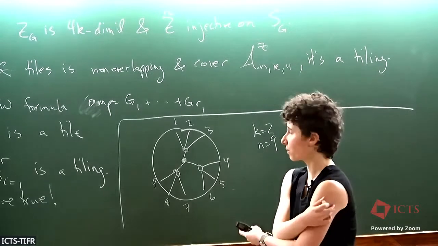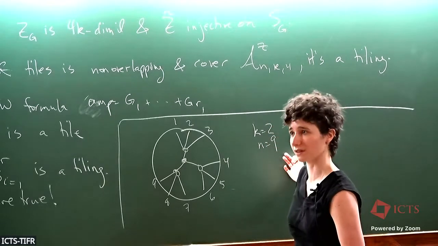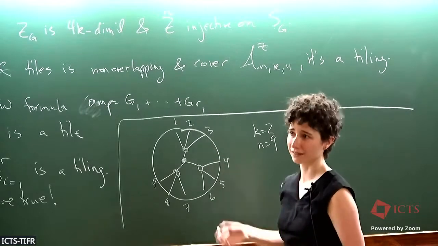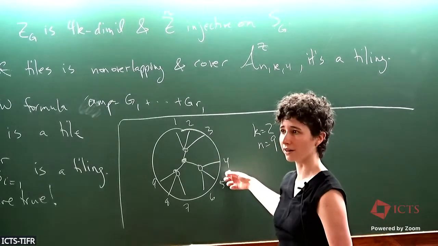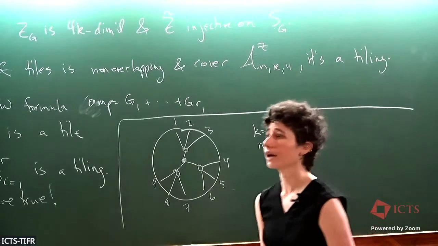For what it's worth, we don't expect this to be a special phenomenon to k equals 2, n equals 9. We expect it to continue forever. As soon as you pick up one thing that looks like this, you should be able to get more and more and more.